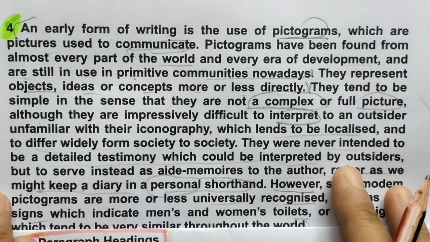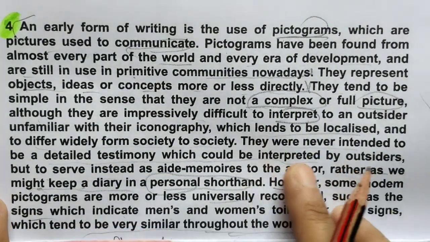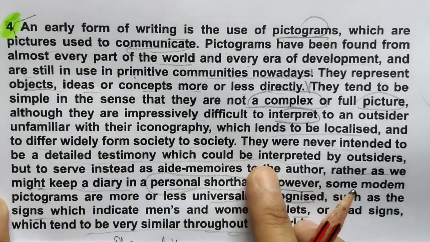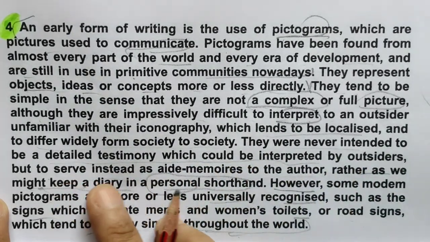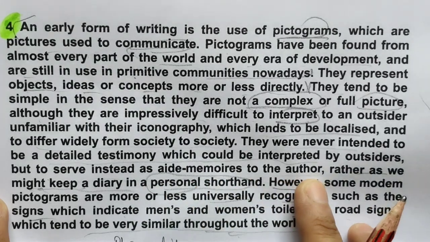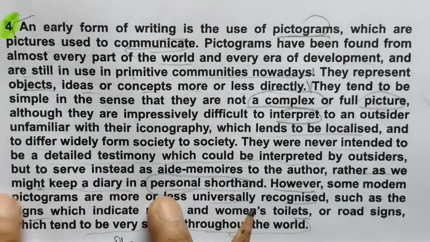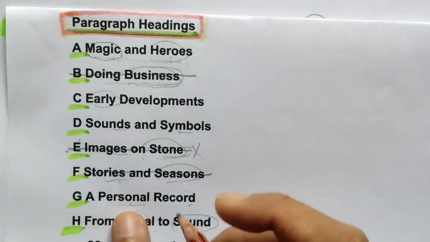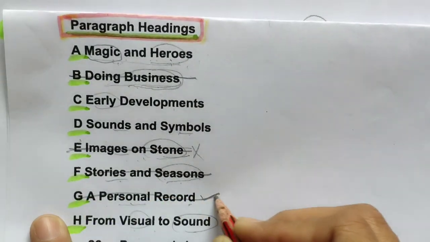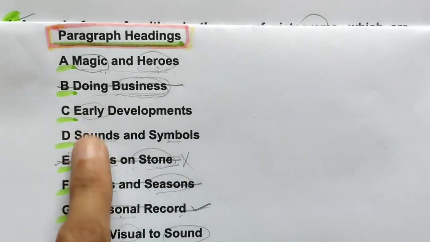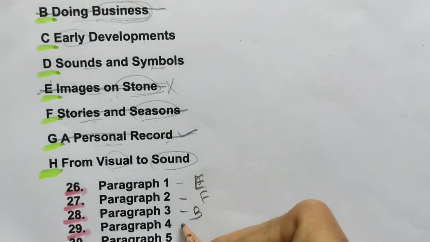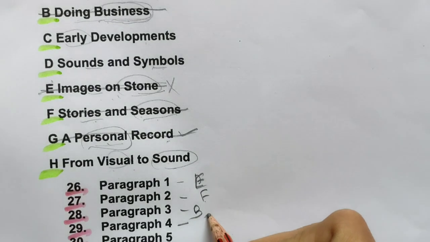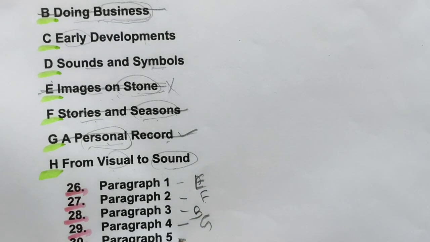So here they are talking about some pictograms. They were never intended to be interpreted by an outsider, but to serve instead as an aid to memory for the author, rather as we might keep a diary in a personal shorthand. So here is a personal record. We can go for this 4th paragraph, because nothing was matching except this. We have found this word, and with the help of this word we have got this answer, that is G. Okay, 5th paragraph.